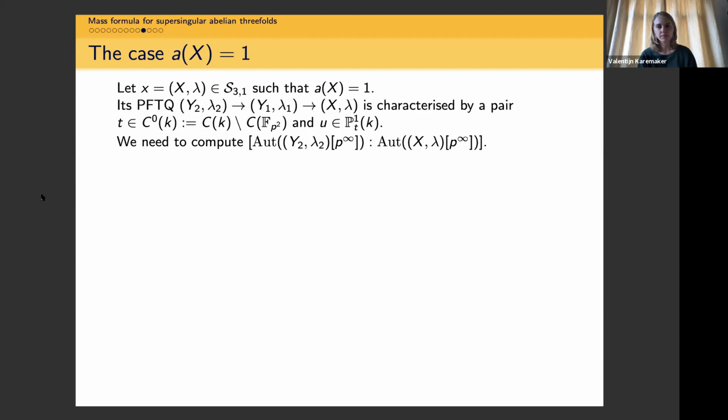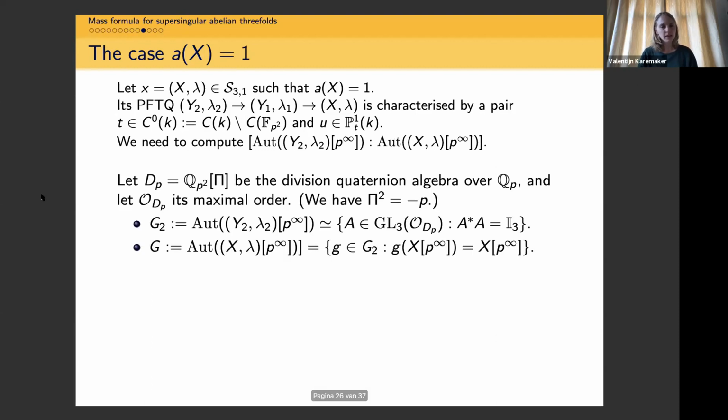So let's start with that. If we have Dp be the division quaternion algebra over Qp with maximal order ODP, then we can also see this as Qp squared adjoin pi. So Qp squared is the field of fractions of the Witt vectors over Fp squared. And pi is an element that satisfies pi squared equals minus p.